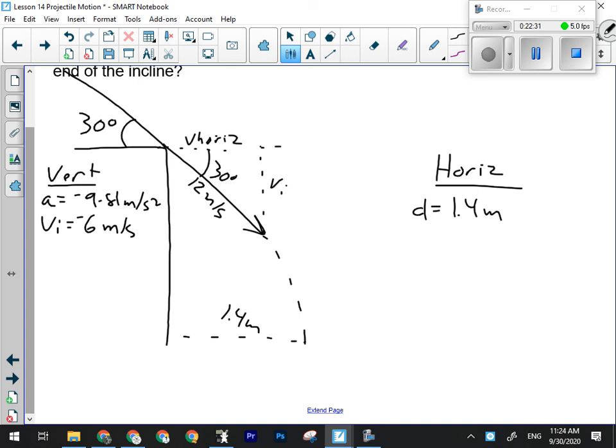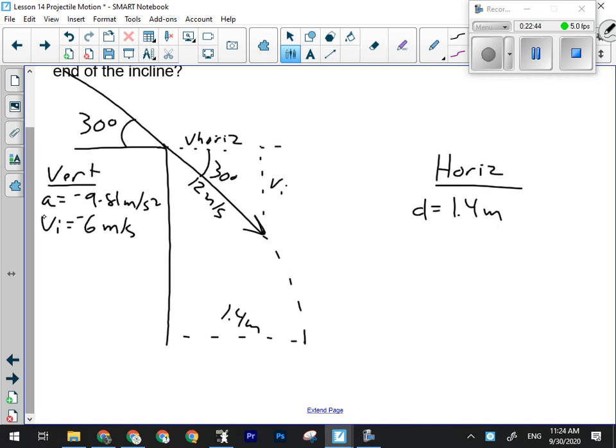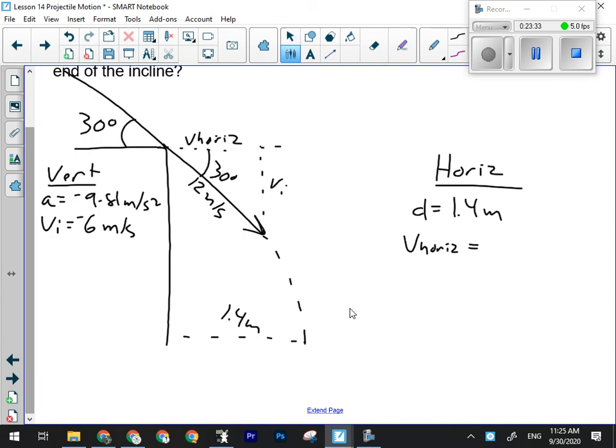The other thing is that we don't know our displacement. We only know that part there. So this is what we have. It's going to fall at 9.81. We have VI. What else do we need here if we're going to find the height of the incline? We need time, maybe. I think we can get that because we have that triangle, and we can use the horizontal information to get our time. So V horizontal is going to be the cos of 30 times 12, so that side's going to be 10.392 meters per second.